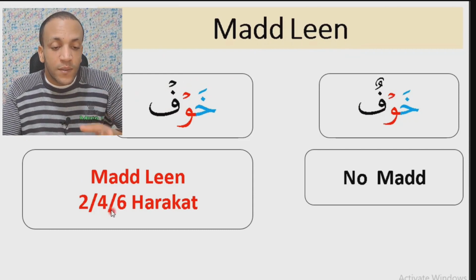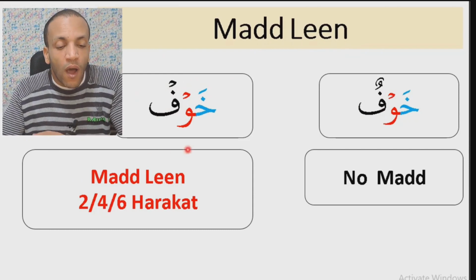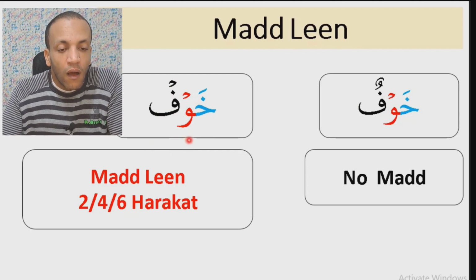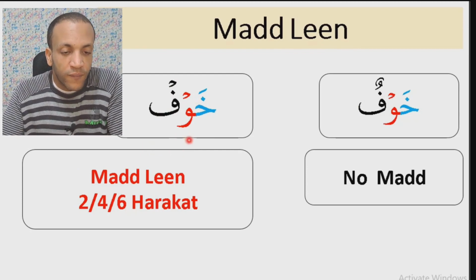So you will read this word with 2 harakat like خوف. With 4 harakat, خوف. With 6 harakat, خوف. And also here I recommend you apply 4 harakat. So this is our first letter of Leen today.